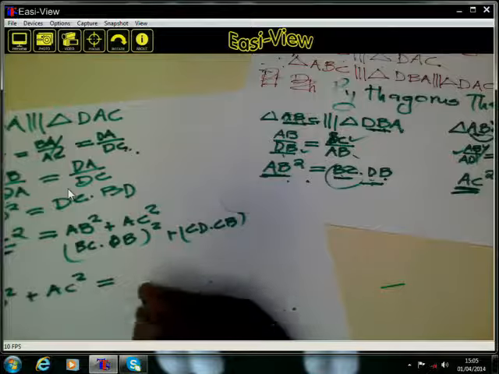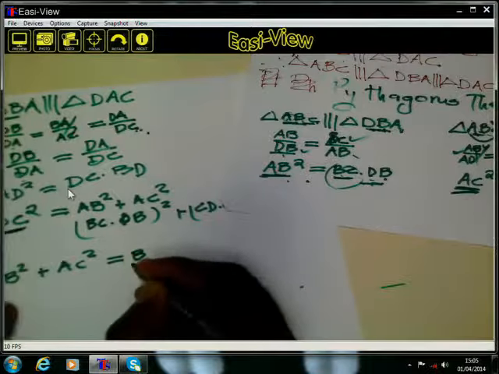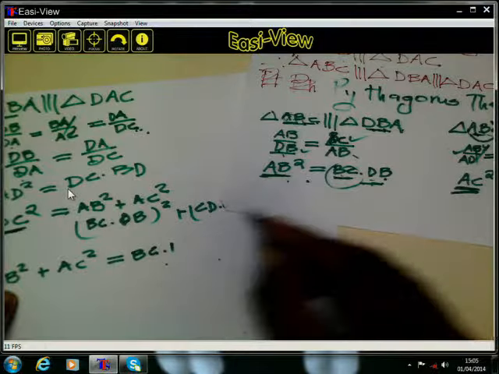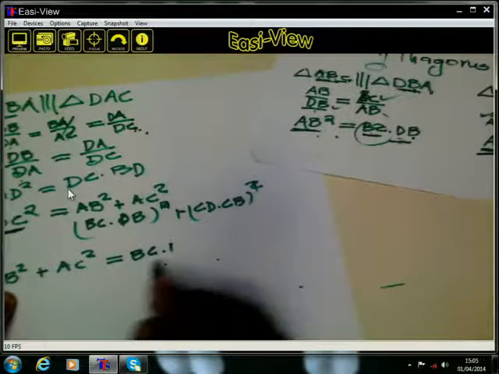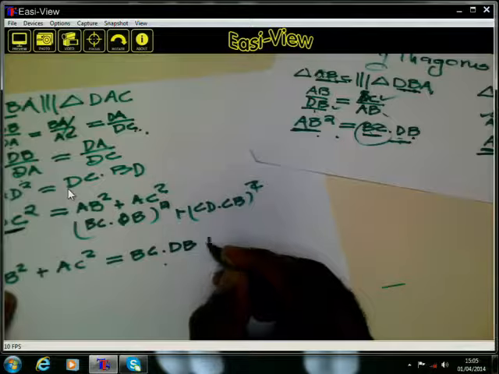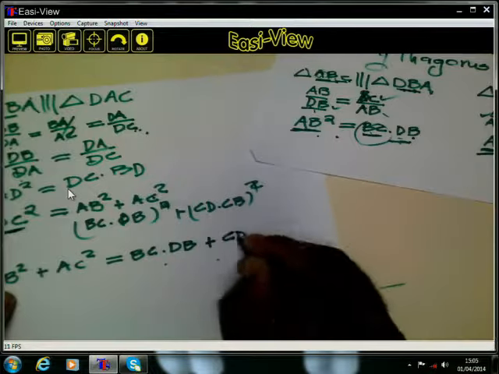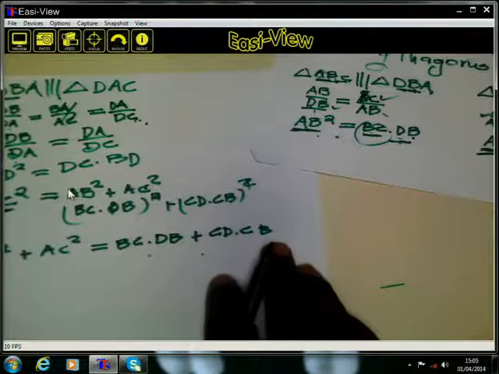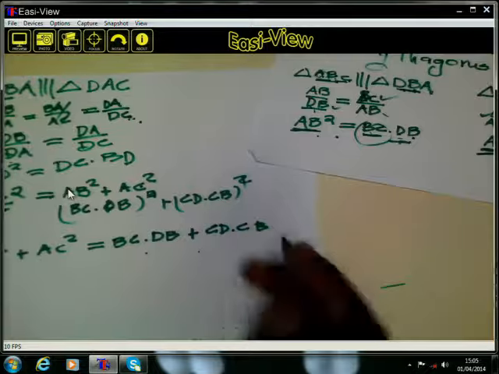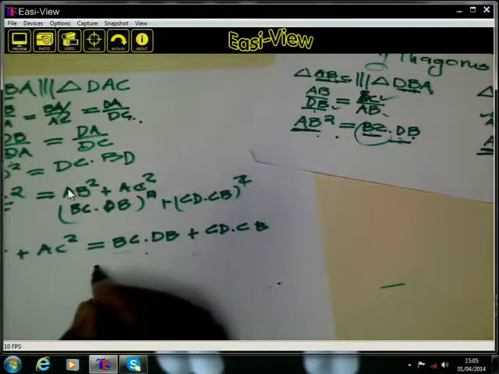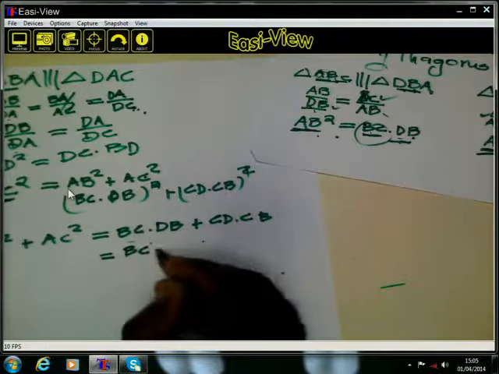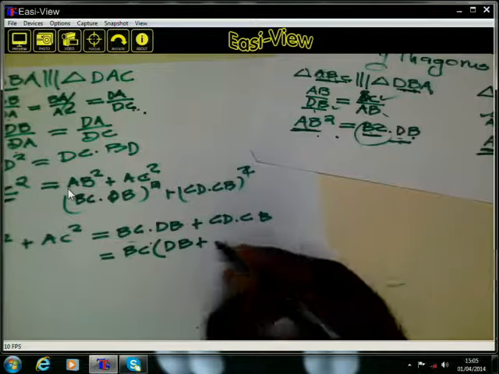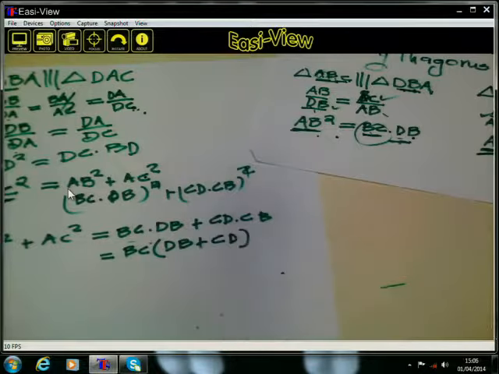Now, maybe I can relate. Remember, my AB squared was BC multiplied by DB. I think I was wrong, I was not supposed to do this, sorry. BC multiplied by DB plus AC squared is CD multiplied by CB. Now, from this side, I can always relate to this as BC. CB can always be BC. From this, I can take out a common factor, which is going to be BC. If I have my BC as a common factor, it leaves me with 1 multiplied by DB plus 1 multiplied by CD. That is the conclusion that I can draw.